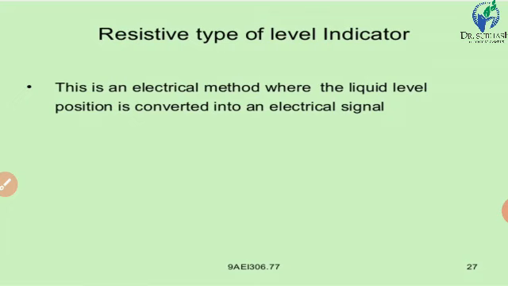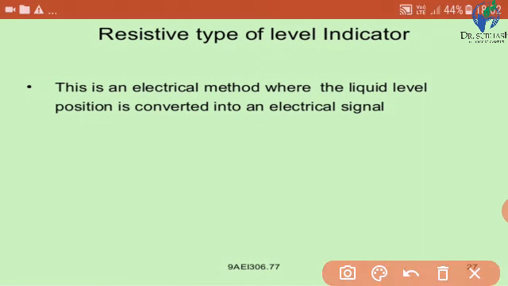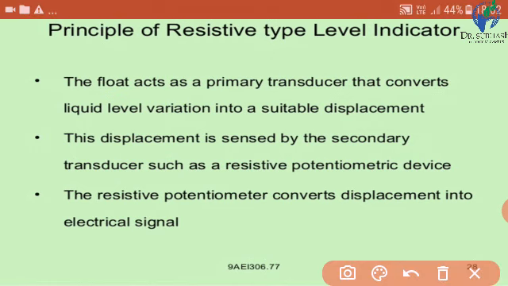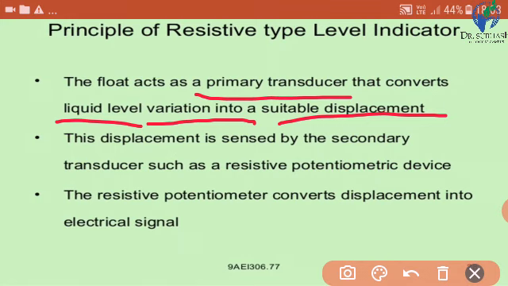So what is the resistive type level indicator? This is an electrical method where the liquid level position is converted into an electrical signal, which we have already explained. Now, the principle of the resistive type level indicator. What is the principle behind this? The float acts as a primary transducer that converts liquid level variation into a suitable displacement. We will see in the figure how the float is placed and how it is converted into displacement.